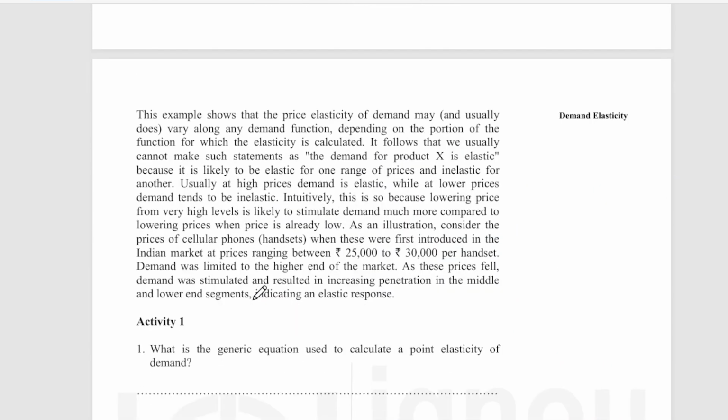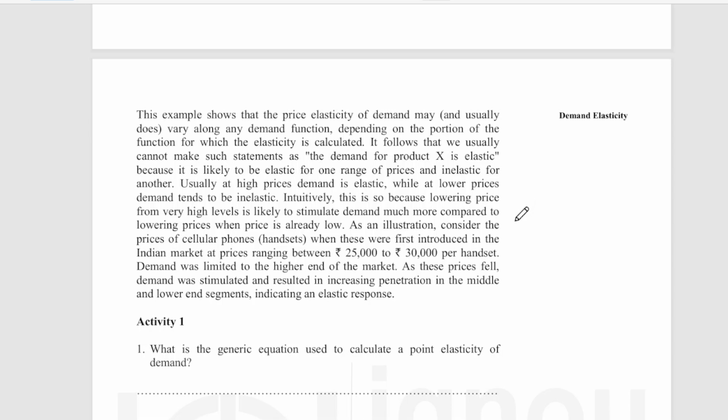And this example shows that the price elasticity of demand may, and usually does, vary along any demand function, depending on the portion of the function for which the elasticity is calculated. It follows that we usually cannot make such a statement as the demand for product X is elastic, because it is likely to be elastic for one range of price and inelastic for another. Usually at a high price demand is elastic, while at a lower price demand tends to be inelastic. Intuitively this is so because lowering price from a very high level is likely to stimulate demand much more compared to lowering price when price is already low.